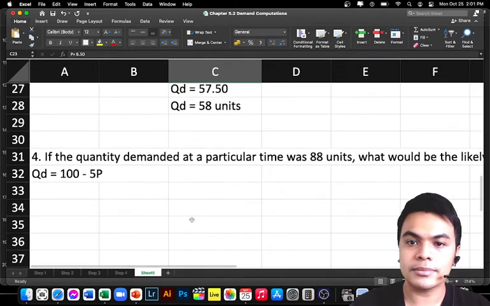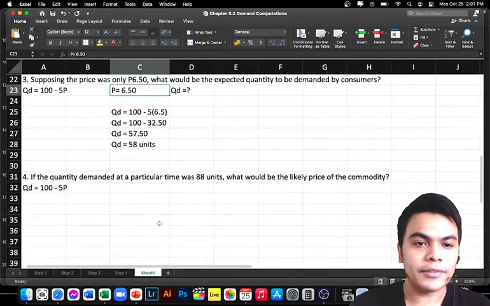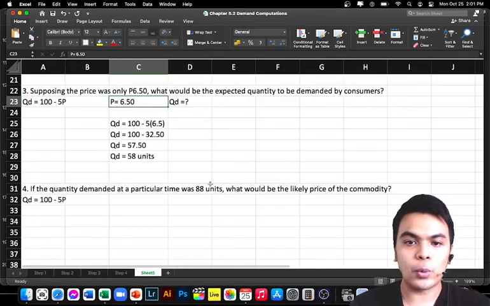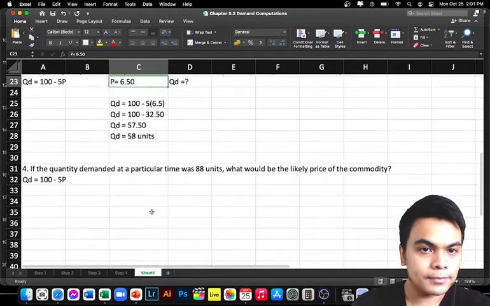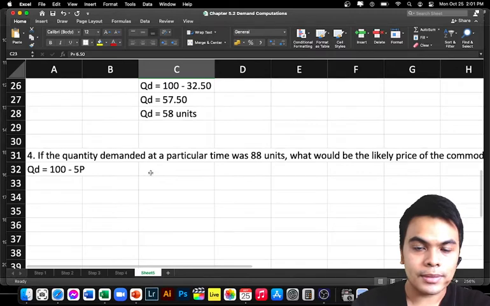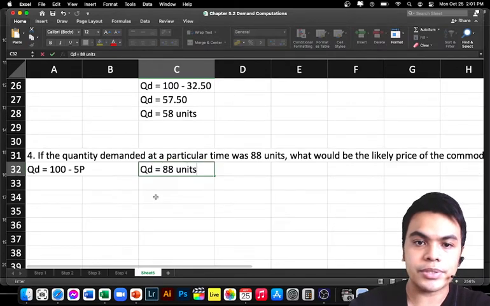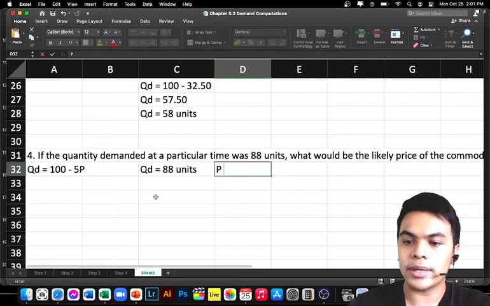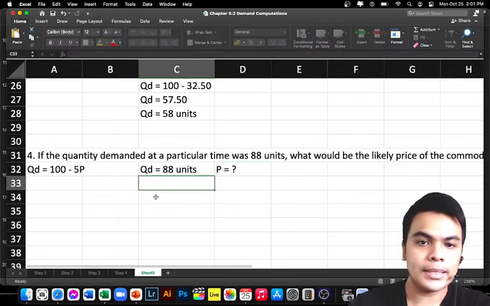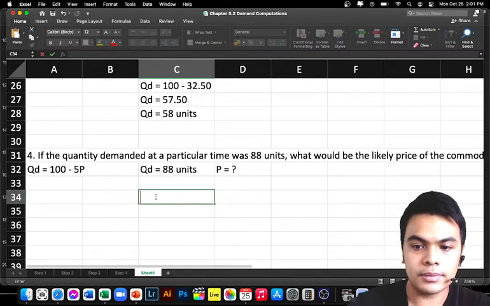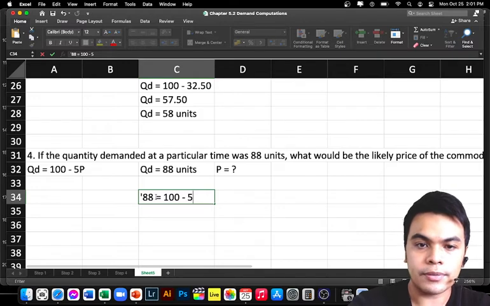Okay, so last one. If the quantity demanded at a particular time was 88 units, what would be the likely price of the commodity? The given here is QD, 88 units. What we are required to compute is the price. Okay, so 88 is equal to 100 minus 5p.